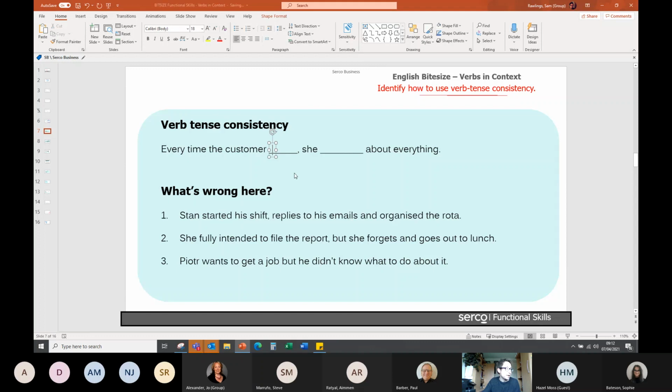I'll give you an example. So every time the customer visited, there we go. I filled in the gaps. What do we think about that? Does that make sense?